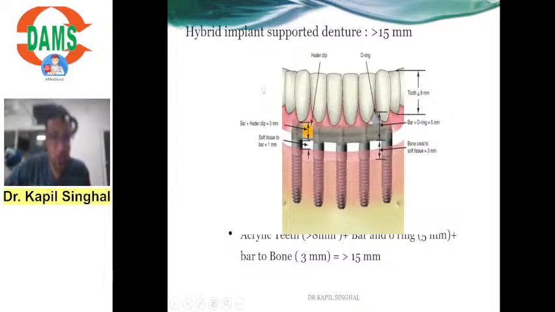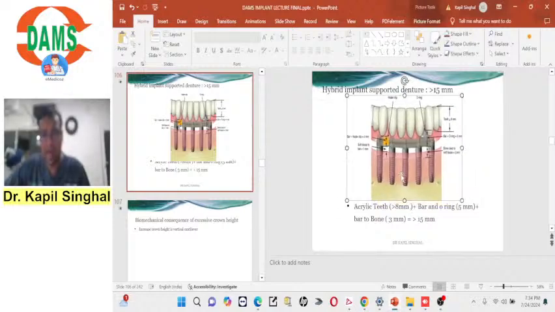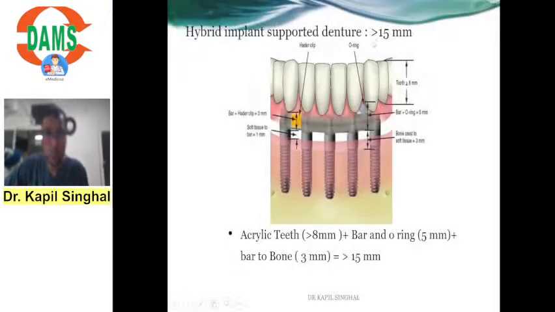Okay, so I just told you that for a hybrid you need a space of more than 15 millimeters. So in FP3 there were 2 types of prosthesis. One was ceramic. For ceramic, the space needed was less than 15 mm, and for hybrid the space required was more than 15 millimeters. Now, why do you need space more than 15 millimeters for a hybrid implant supported denture? Very important picture and a very important question to be asked in exams.